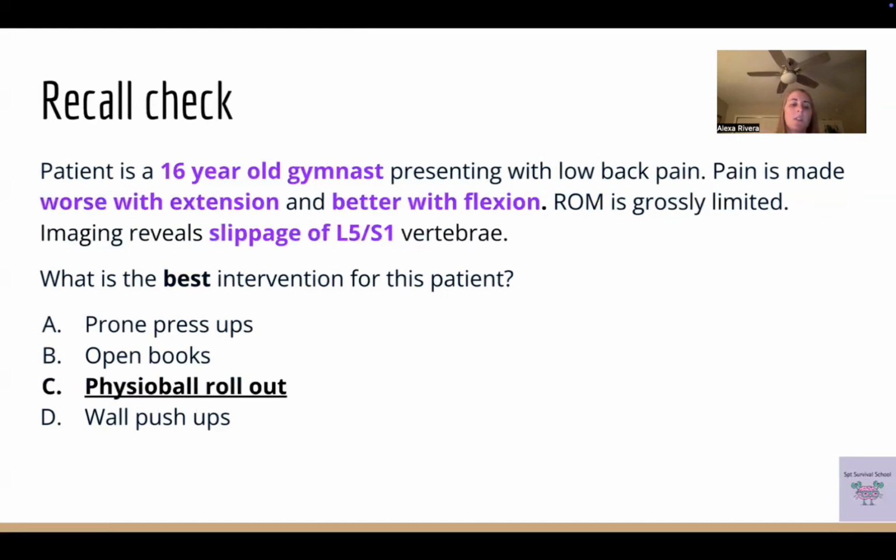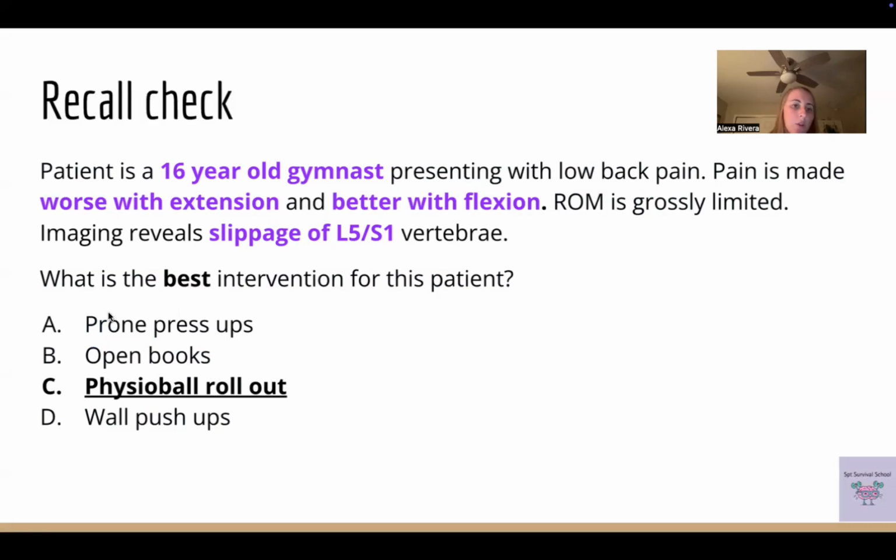So the answer is physio ball rollout. Although it wasn't stated in the question, you had to put the pieces together. This is spondylolisthesis because it is a younger athlete. So 16-year-old gymnast, pain is worse with extension, better with flexion, and then a key part is slippage of the L5-S1 vertebrae. So those are all things that point to spondylolisthesis.